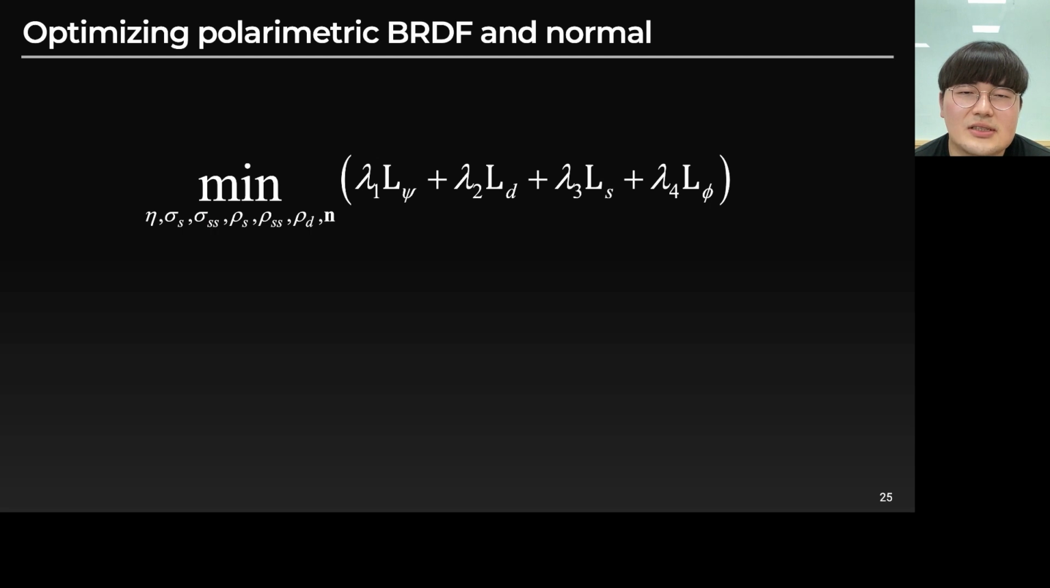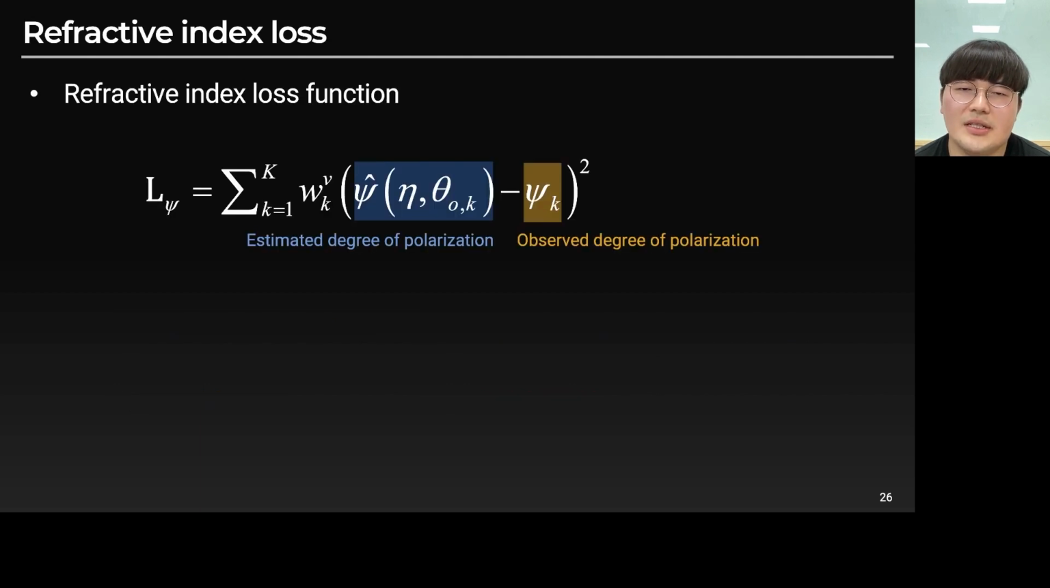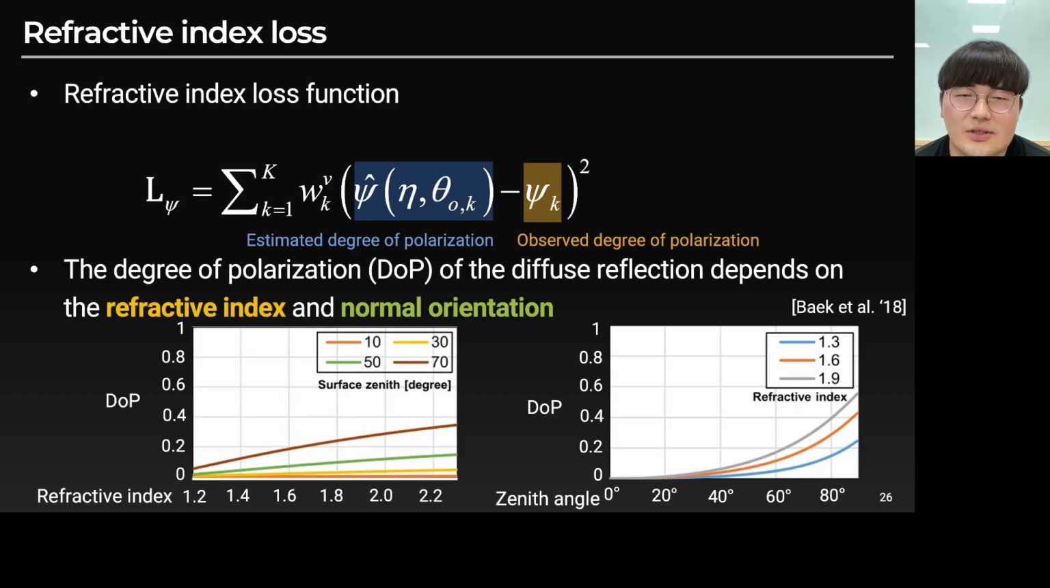Our loss function consists of 4 different terms designed with respect to refractive index, diffuse reflection, specular and single scattering, and normal. Here is our refractive index loss, that is the summation of the square difference between the observed and predicted degree of polarization. The DOP of the diffuse reflection depends on the refractive index and normal orientation. Generally, the DOP function increases monotonically.